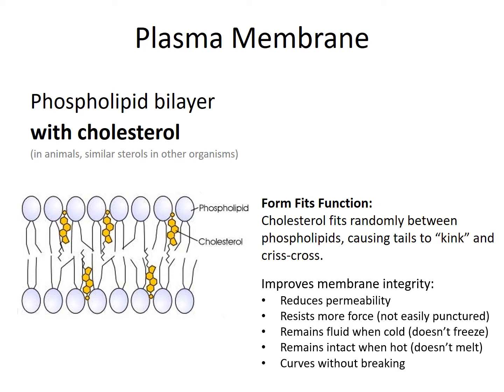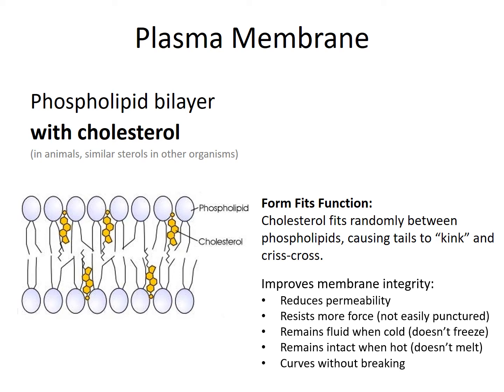It also improves the structural integrity of the membrane. And by this I mean that it resists more force. So if I was trying to puncture a plasma membrane with a needle, it would not as easily be punctured because the sterols are present.